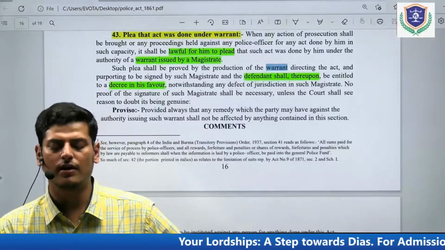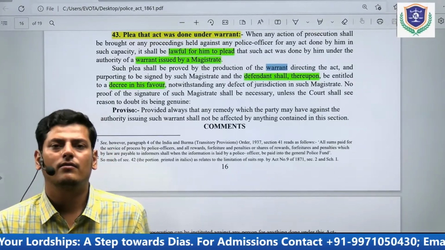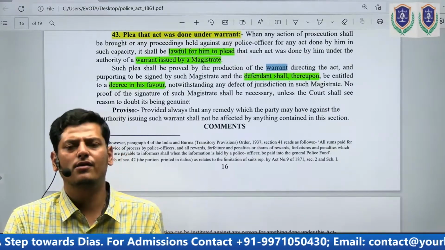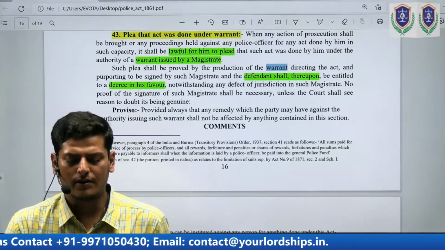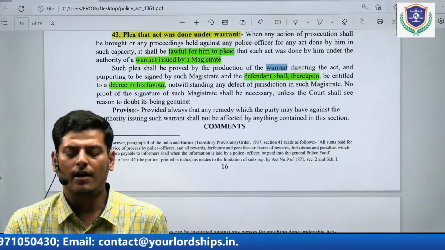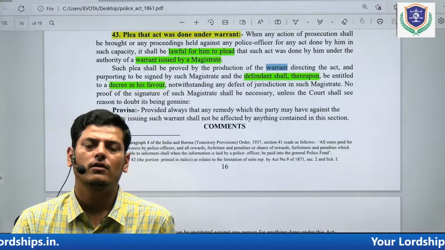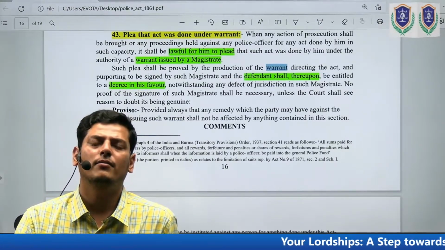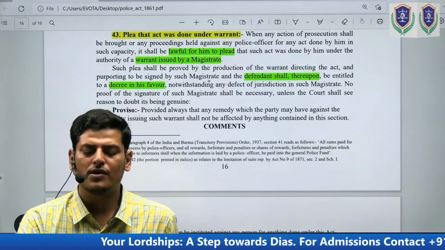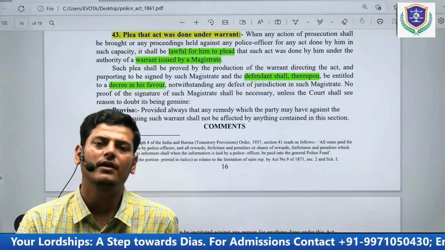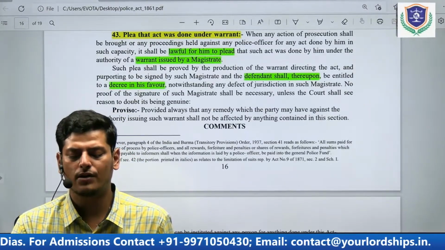Plea that the act was done under warrant. So police officer, whenever any action has been brought against police officer, the police officer is entitled to take the defense that whatever act that has been complained was done under any warrant that was issued by the magistrate. And how this has to be proved, this also you have to remember. This can be proved that the action has been done under a warrant by production of that warrant. So by producing the warrant directing the act, the magistrate and the defendant shall thereupon be entitled to a decree in his favor.